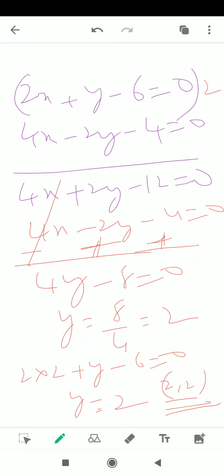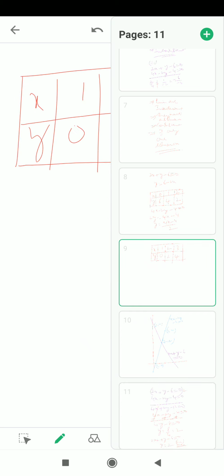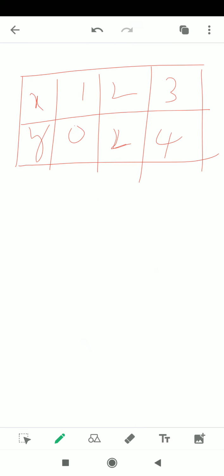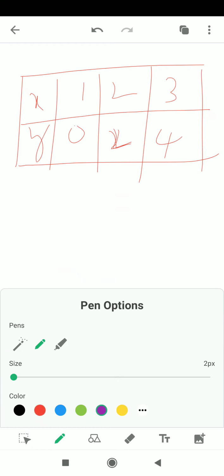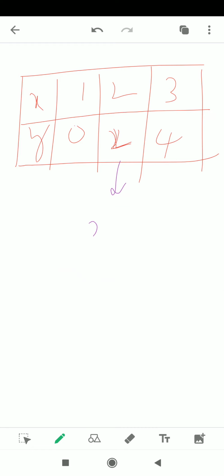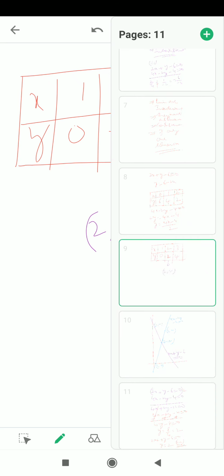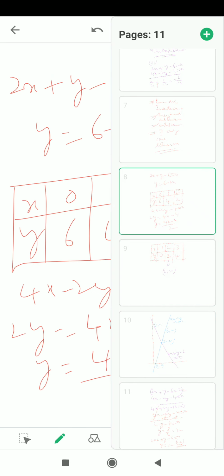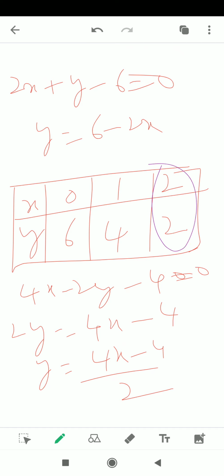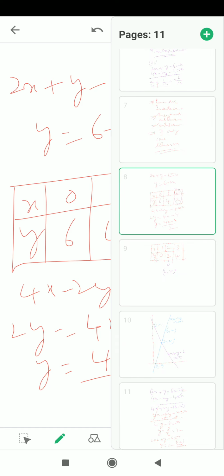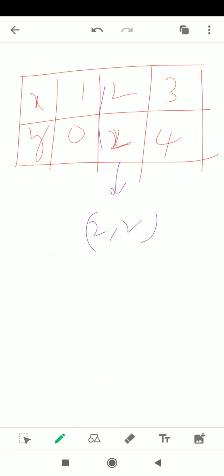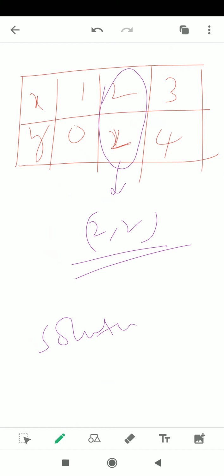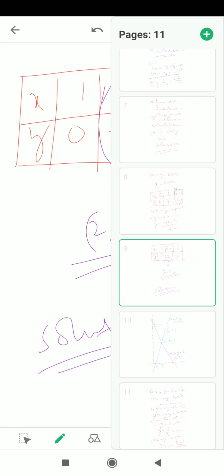This is what we have drawn graphically. Graphically it is also 2 comma 2 here. This is the only point, 2 comma 2 here, and where is this one? Here also it is 2 comma 2. That means only this point satisfies both the equations. This is the solution. Okay, right? So we'll go for the next one.